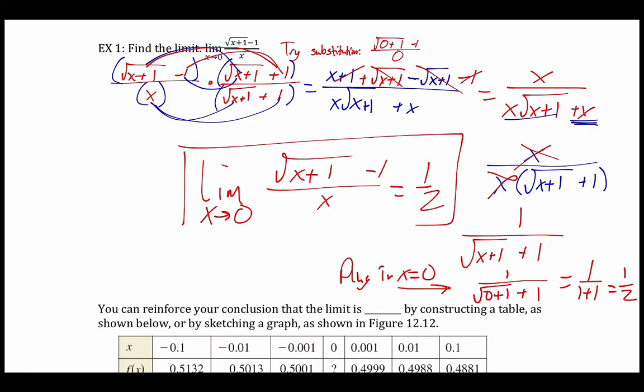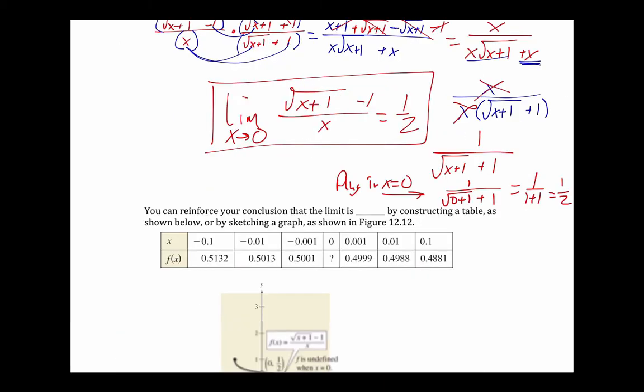Now another way we can check this is by making a table. We can reinforce your conclusion that the limit is 1/2 by constructing a table as shown below. We can just plug these into a graphing calculator and get numbers really close to x equals 0. At x equals negative 0.1, we're at 0.5132. At x equals negative 0.01, we're at 0.5013. At negative 0.001, we're at 0.5001.